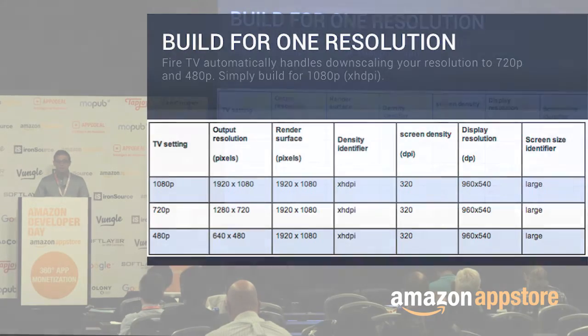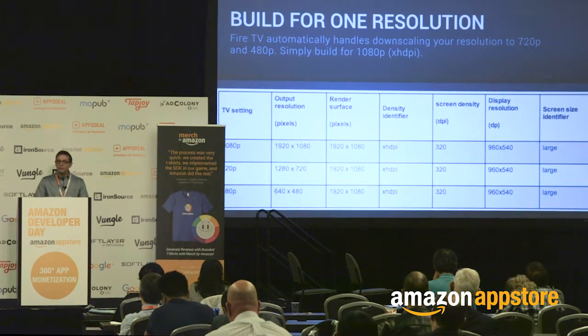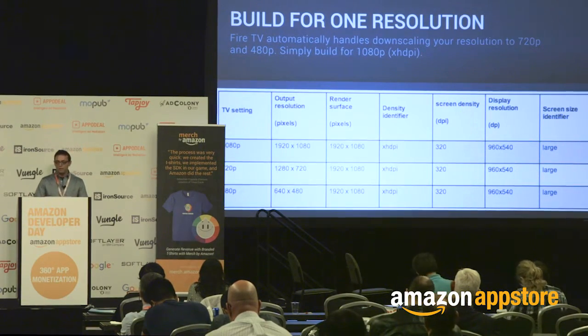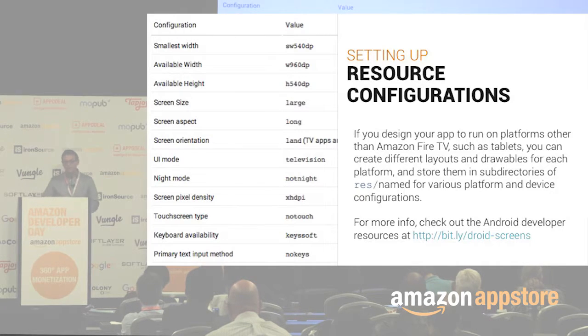In fact, I recommend that you simply build everything for 1080p, which in Android would be indicated by resource type XHDPI, because the Fire TV will actually automatically downscale to 720p or 480p as required by the output hardware, whatever TV you've got connected to the device. Now, in other Android-based TV platforms, you may have to provide specialized resources in resolutions other than 1080p, since downscaling may not be automatically available. But Android makes this pretty easy.